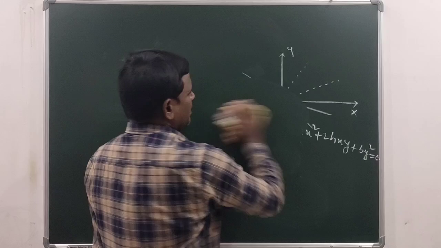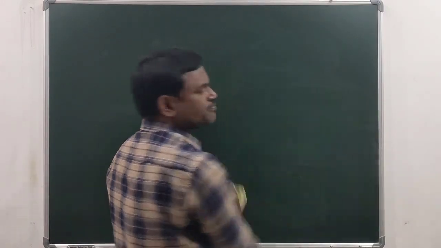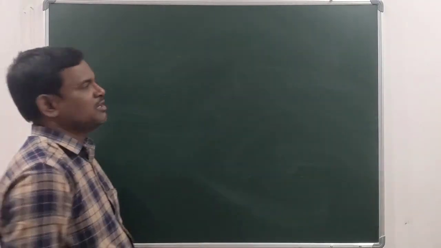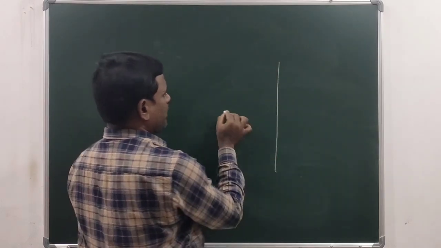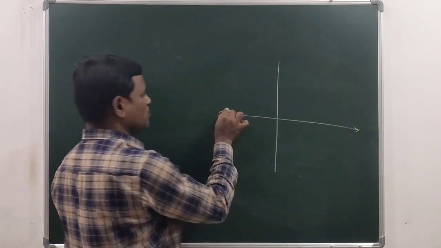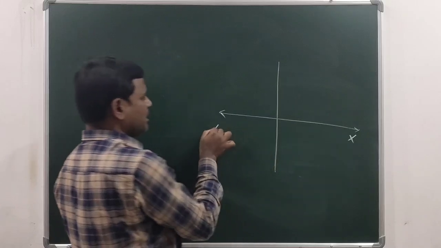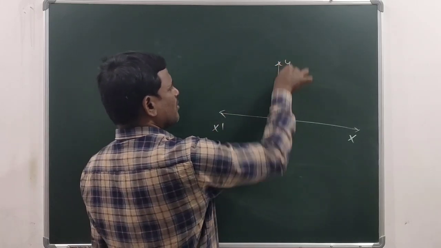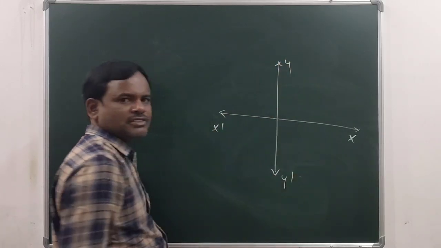But see, one more question from this. See, in this case, now pair is given which passes through the origin. x dash, y dash.